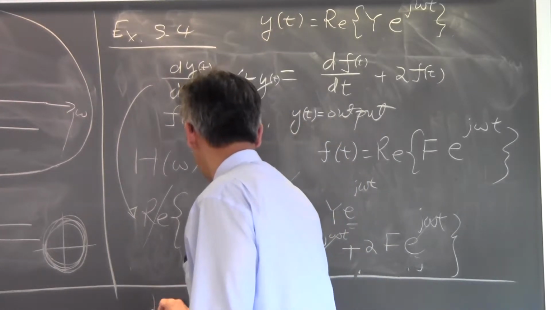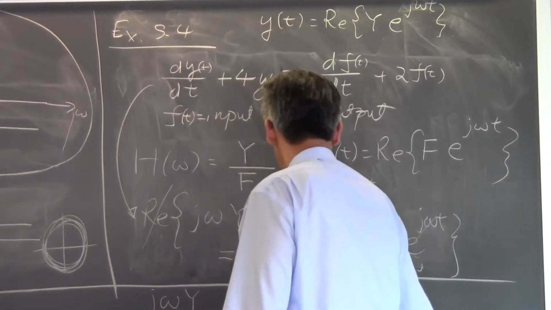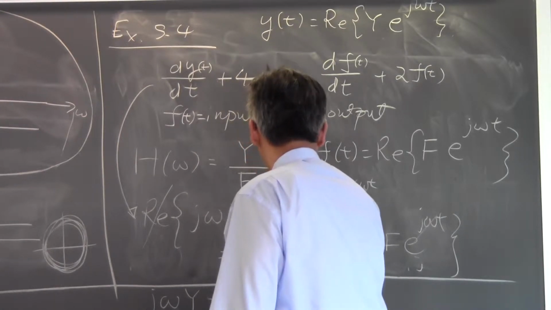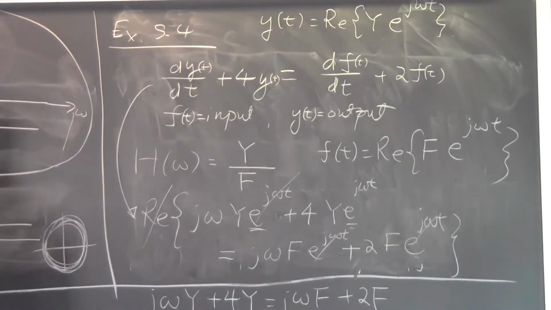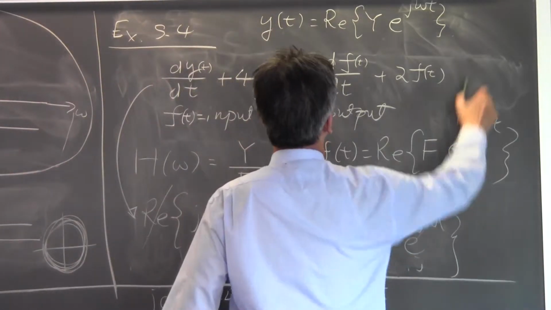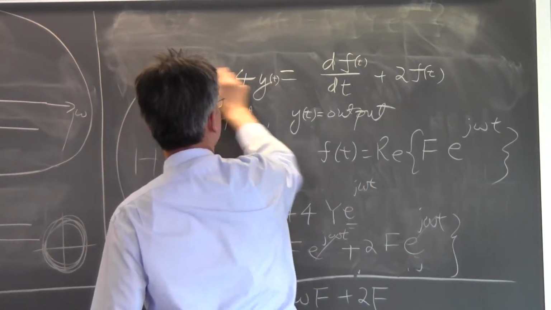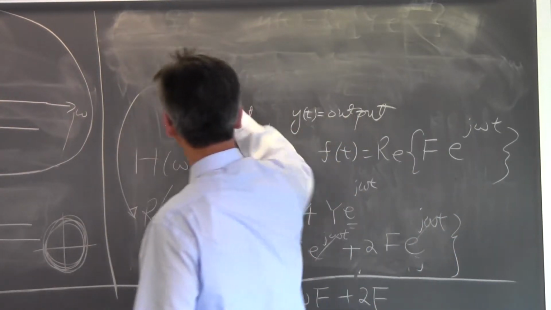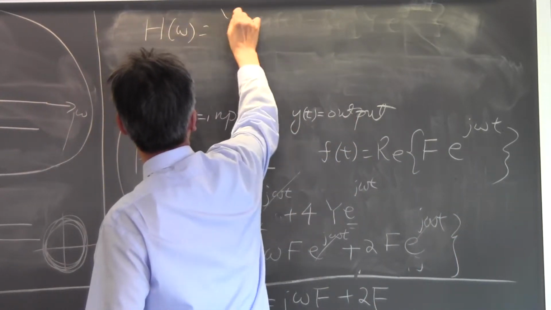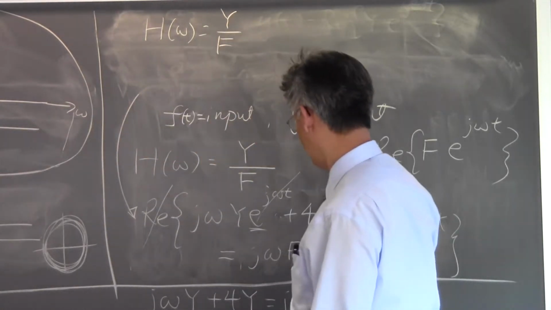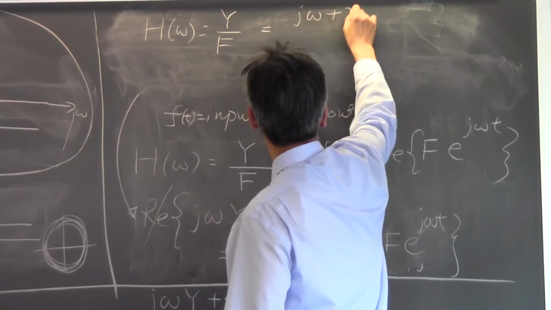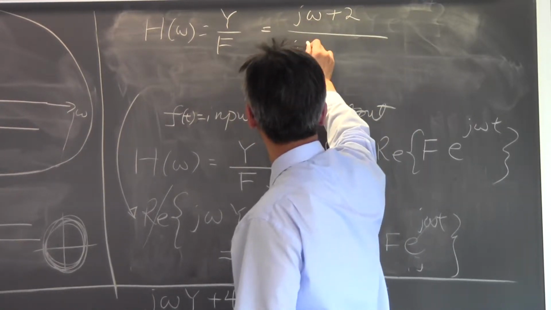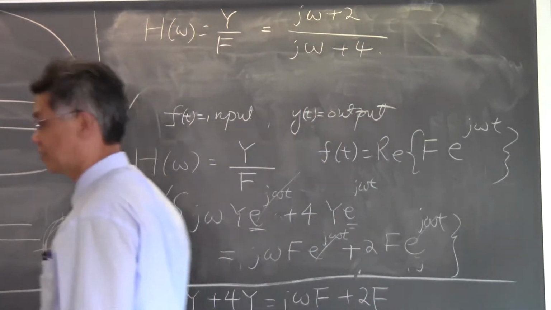And then, pardon me, I will write below this line, the boundary line. I have this for y is equal to j omega f plus 2f. That is the final equation I have. And then the transfer function, let me write it over here. So H of omega is y over f, and you can derive y over f from this equation, which is just j omega plus 2 divided by j omega plus 4. That is your transfer function.